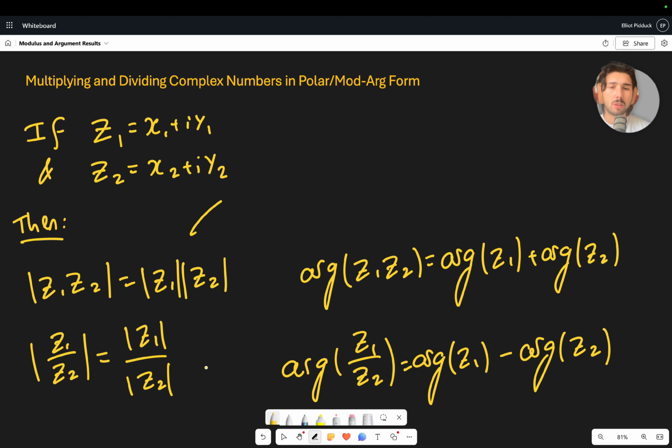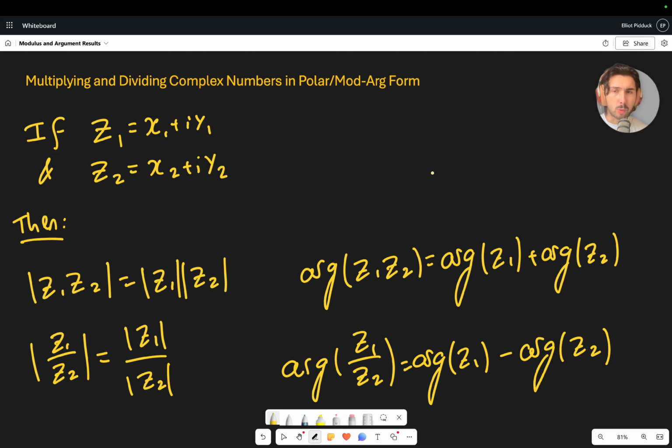I always remember the first two because they're kind of easy to memorize. But some people get the second two, the ones involving the arguments, a bit muddled up or confused. I always remember that they work the same way as logarithms, right? Because log of z1 times z2 is log of z1 plus log of z2, and the same thing with the second one here. So I remember them because they're very similar to logarithms. But this is the idea.